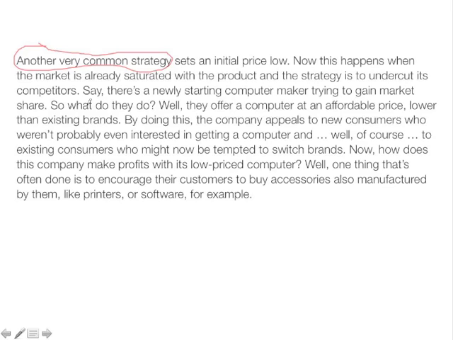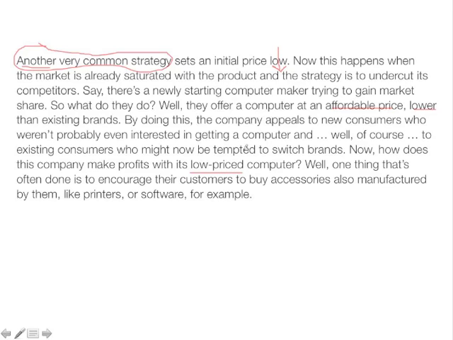So again, notice how the professor uses another very common strategy, changes directions, or at least goes to the next point by using that signal word, another. But remember, from the beginning, this particular strategy was going to be different. So in this case, instead of initial price high, the initial price is low. Now notice how the professor again will try to restate that idea. Affordable price, lower than existing brands. Low-priced computer.